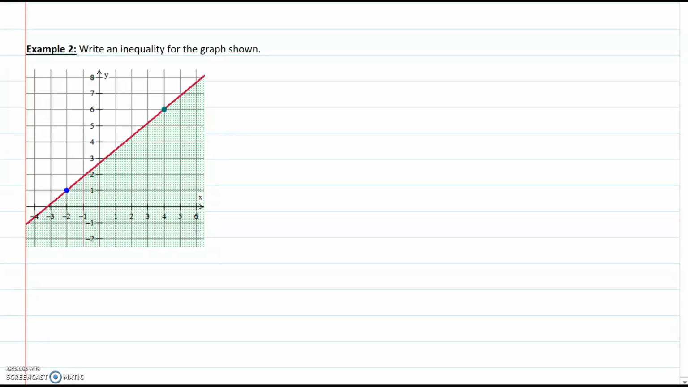In this example, we're showing a graph with one side of a line shaded, and we have to find the inequality that describes that graph. So we're going to break this up into two steps.